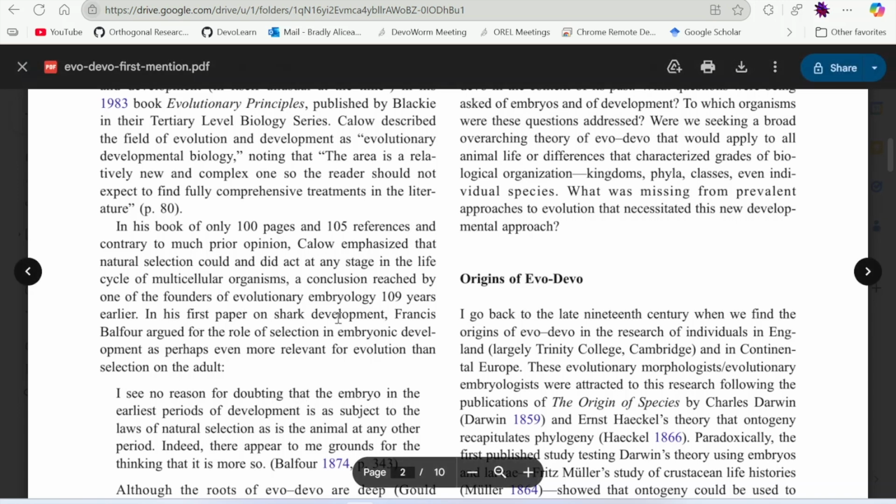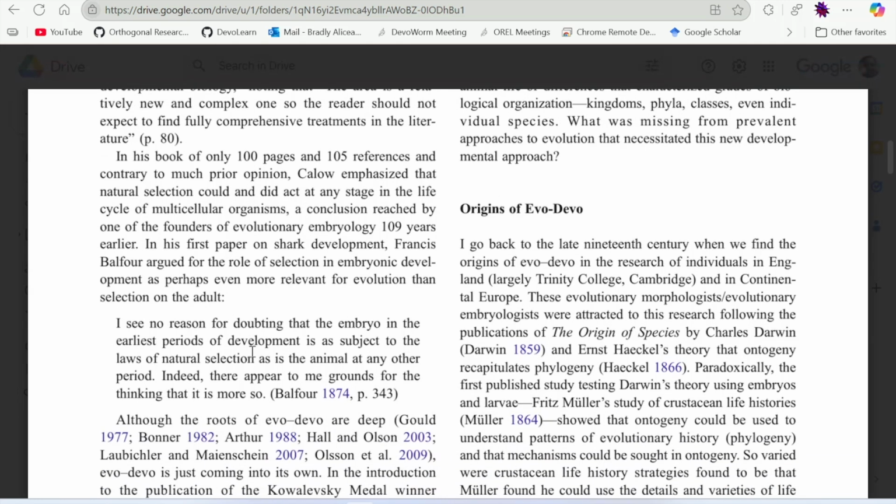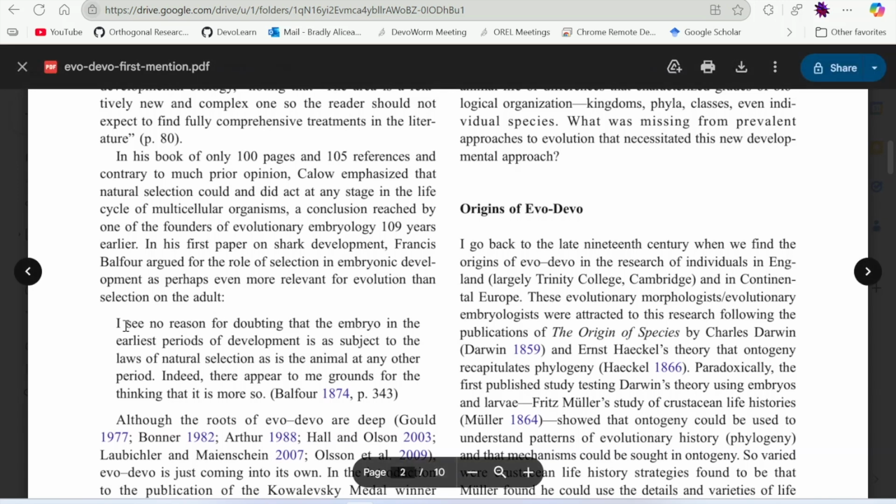In his first paper on shark development, Francis Balfour argued for the role of selection in embryonic development as perhaps even more relevant for evolution than selection on the adult. So this was the work that was sort of the beginnings of evolutionary embryology. So this was a British person who worked on shark development or used this as sort of the model for what they were interested in. So this is from 1874.